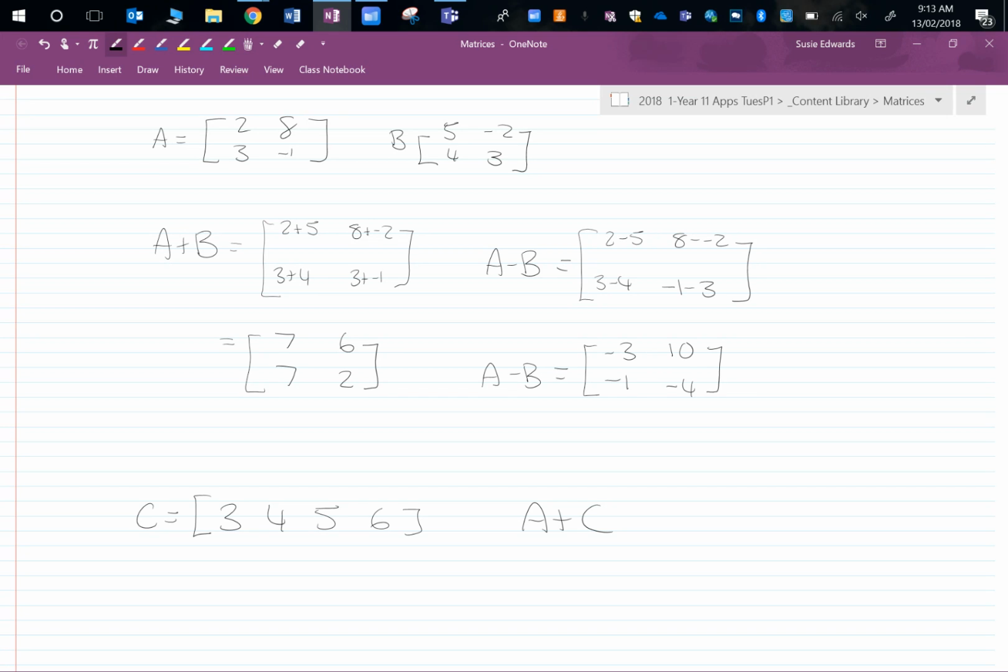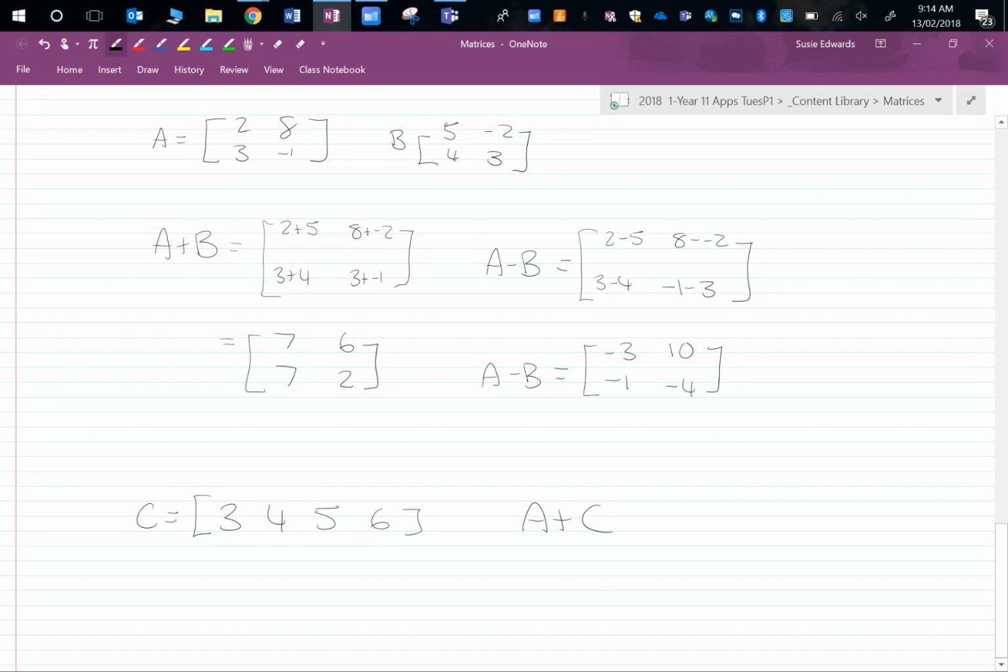Hey? No. Good try though. I'm glad you gave it a shot. Anyone else? You can't do it because you don't have the corresponding elements. Okay, so what do you think our rule is for adding and subtracting? They have to be the same size. The dimensions of the matrix have to be the same size to be able to occur.